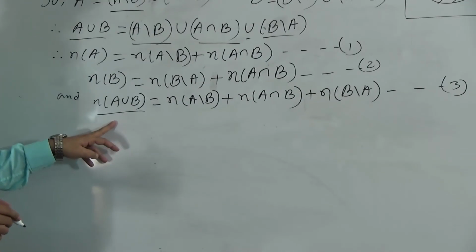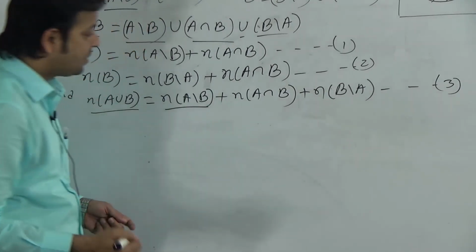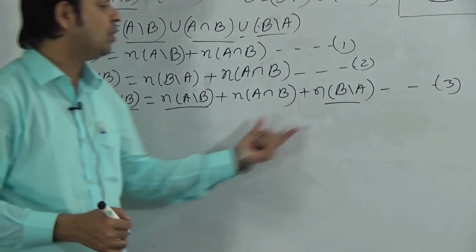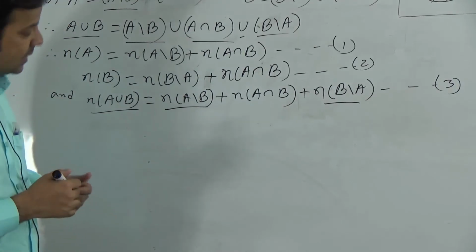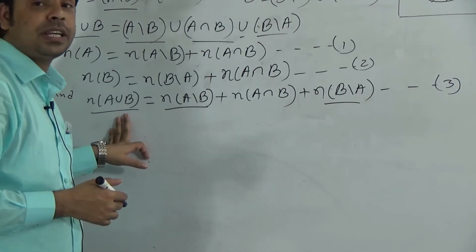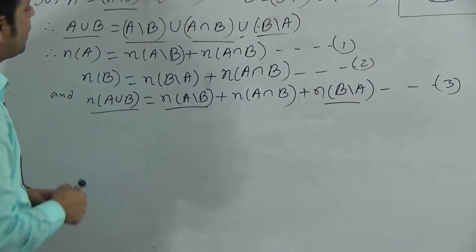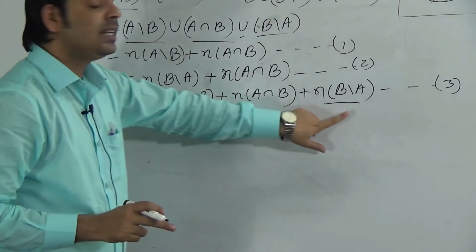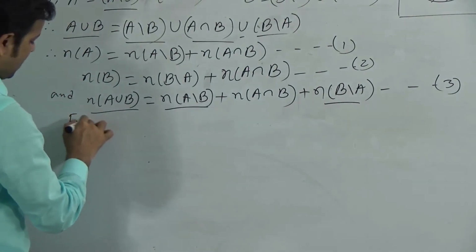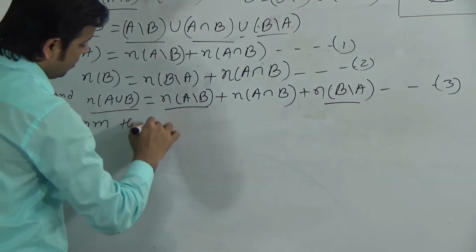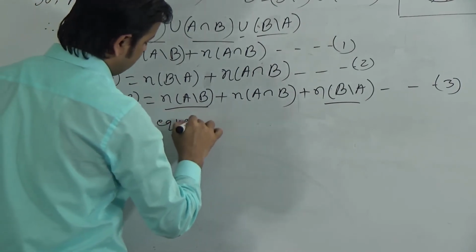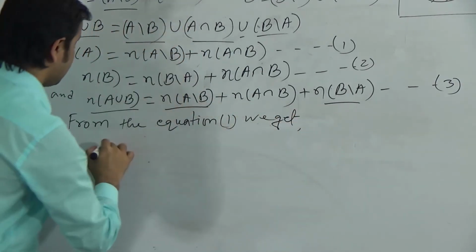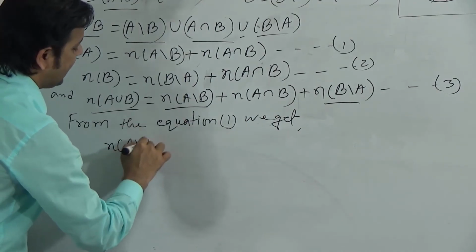to get this we need here number of elements of A delete B and number of elements of B delete A. If we can put the value of these two in equation 3, we will get the value of number of elements of A union B. So from equation 1 and from 2, we will get A delete B and B delete A. So we can write here from equation 1, we get, from this we can determine the number of elements of A delete B.